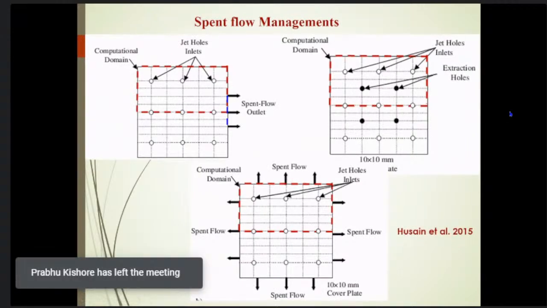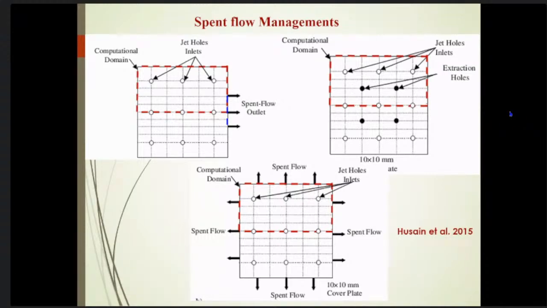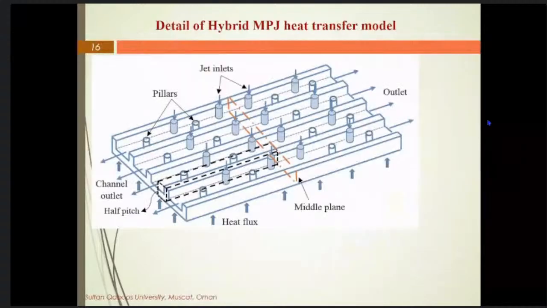So we have different combinations and different arrangements of the jets. It depends on which combination and which arrangement can give you the minimum flow resistance and the maximum rate of heat transfer. That combination can work for an energy efficient system. I'm not going into detail on the results; they can be seen when you go through the research papers.